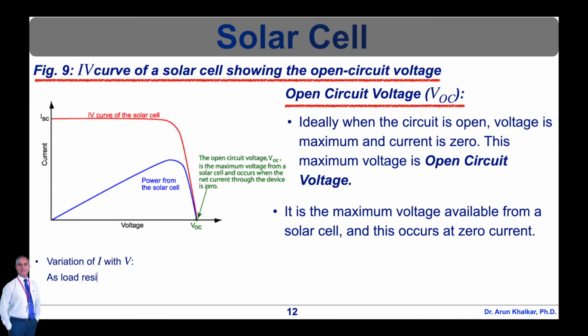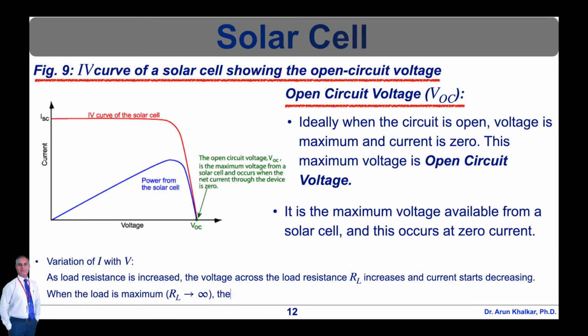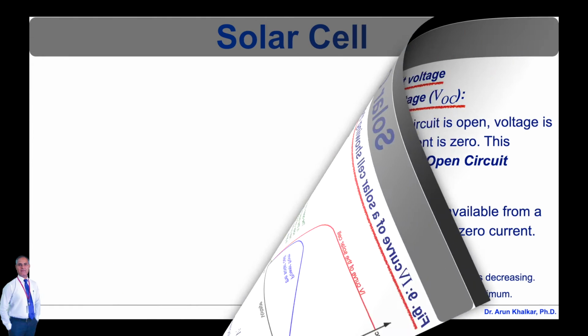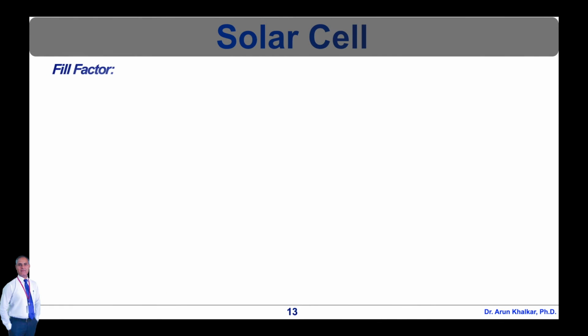Let's see the variation of current with voltage. As the load resistance is increased, the voltage across the load resistance, that is RL, increases and the current starts decreasing. When the load is maximum, that is RL tends to infinity, the current is very small and the voltage across the load is maximum.